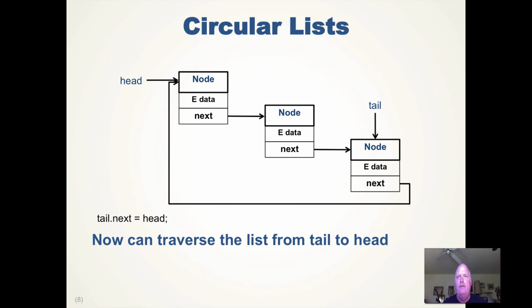Now this is very useful when we're traversing the list, but it does cause some concern that it's very easy to implement or cause an infinite loop. If you just keep looking for the null, you're not going to find it, and you'll just keep going around and around and around. So you have to check whether next is equal to head, which means you're at the end of the list, or the node you're at is tail.